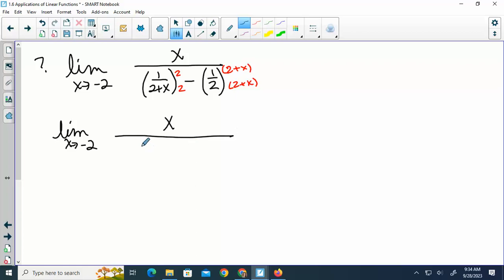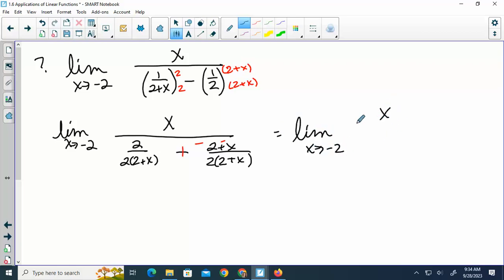So we would get x over 2 times 2 plus x, or you could distribute that if you wanted, minus 2 plus x over 2 times 2 plus x. What would I do with this negative? Once you have a common denominator, we can put those together. So positive 2 and negative 2 cancel. So that gives me a negative x over 2 times 2 plus x. Are we okay there?